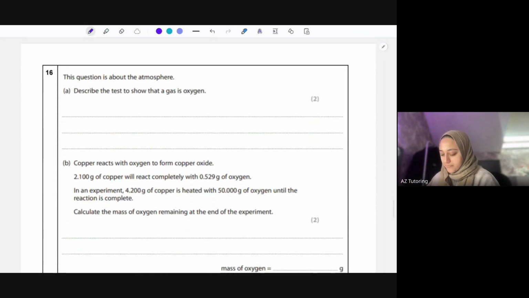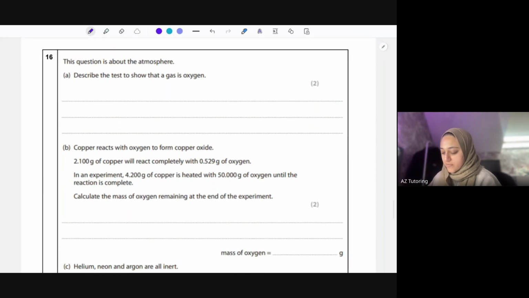Okay, moving on. This question's about the atmosphere. Describe a test to show that gas is oxygen. So you need to know the gas test for hydrogen, oxygen, carbon dioxide. I forgot what the last one was. Did I say hydrogen? Yeah, so you need to know the test. So to show that a gas is oxygen, you're going to add a glowing splint.